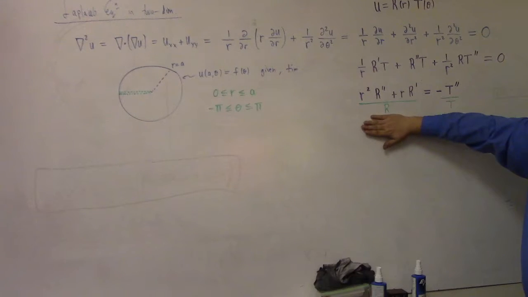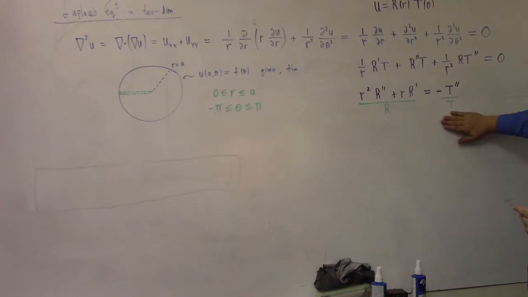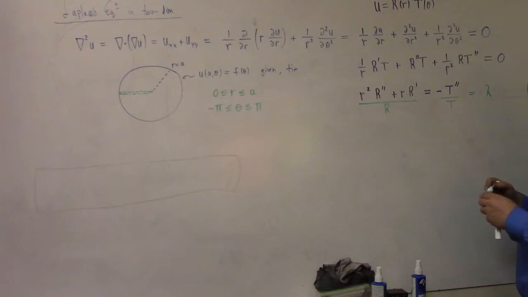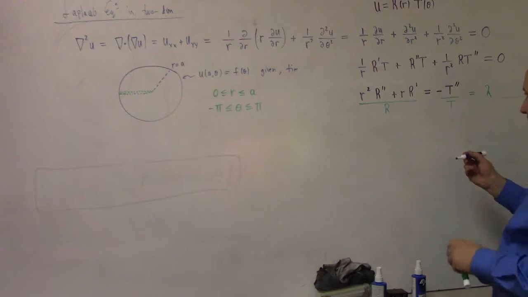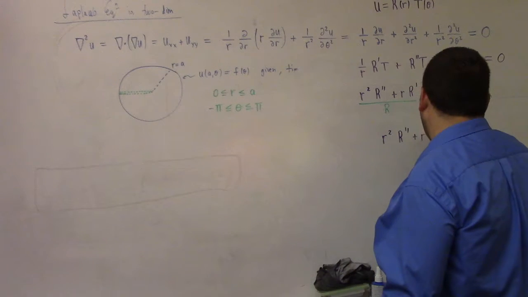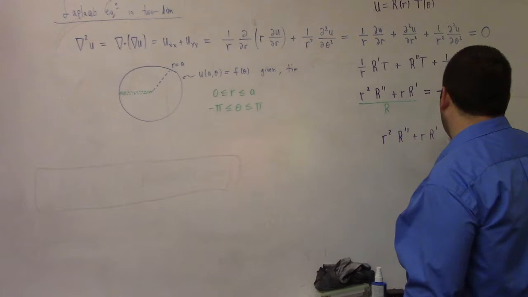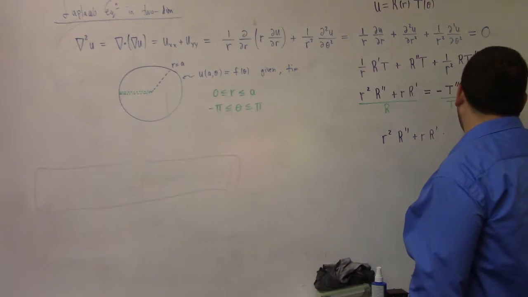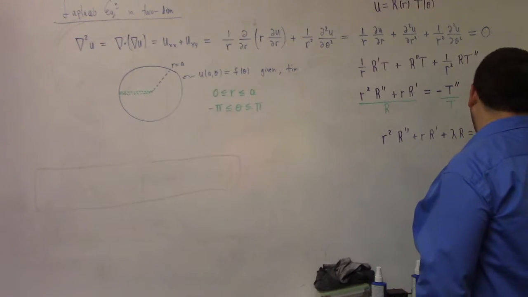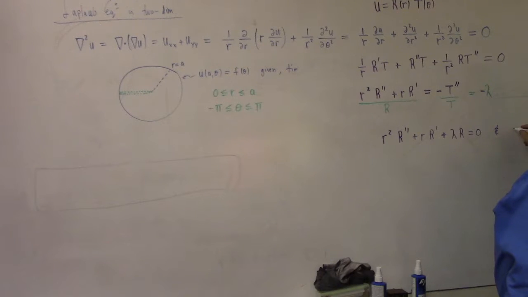This is just a function of the radius. This is just a function of theta. So the only thing which is commonly both a function of r and a function of theta non-trivially is a constant. So this must be equal to, let's say, lambda. And so we find ourselves faced with r squared R prime prime plus r R prime, I'll put a minus here, it just feels right, plus lambda R equals 0, and T prime prime.